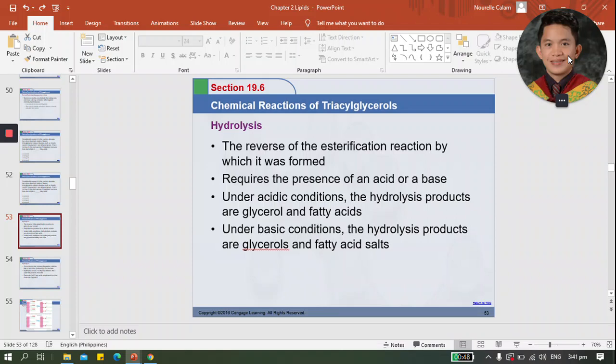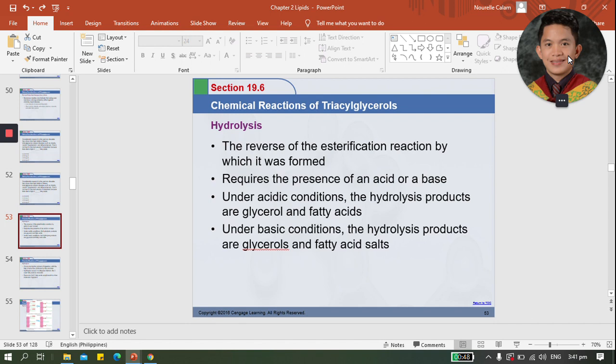Recall that the process of esterification is you link three fatty acid molecules to a single glycerol backbone. Now, let's talk about the different chemical reactions of triacylglycerols. First, on hydrolysis. Hydrolysis is just the reverse of the esterification process by which triacylglycerols are formed.